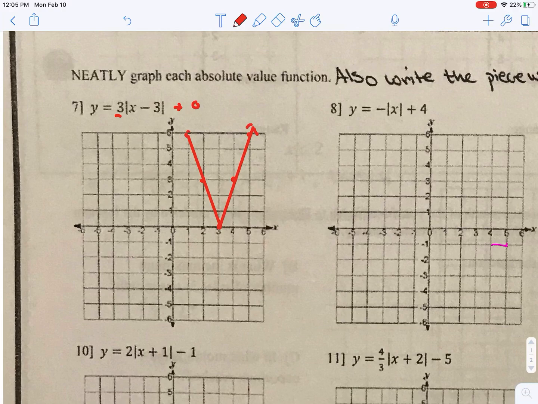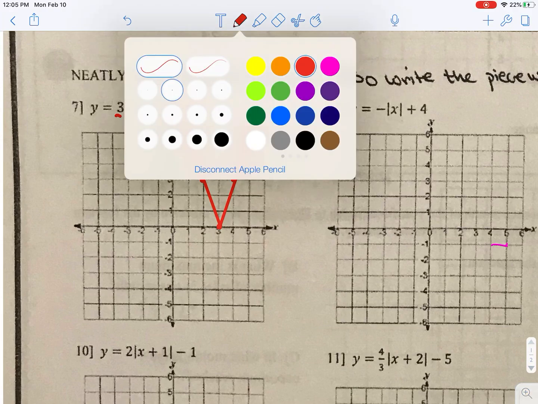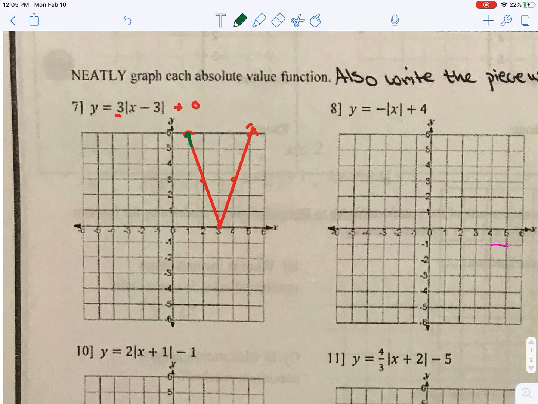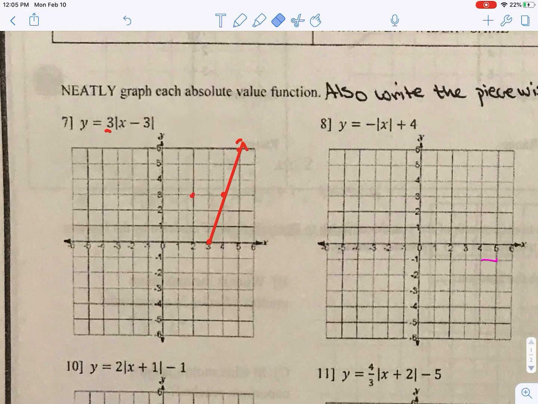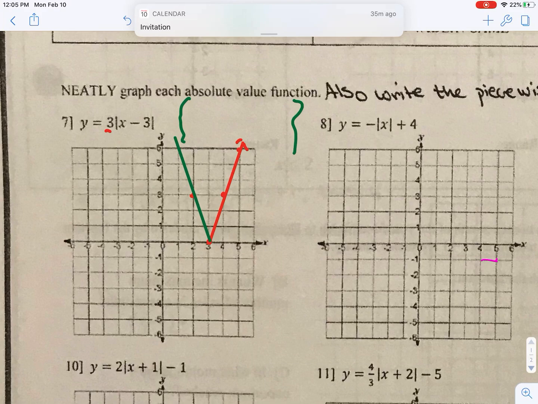Piecewise is a little bit harder. You just need to write an equation for one side and then write an equation for the other side. So I'm going to try to do that in the space that we got here. So you draw a couple parentheses here, and I'm going to do the green left part first.